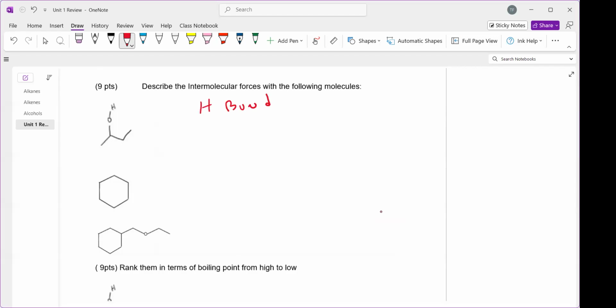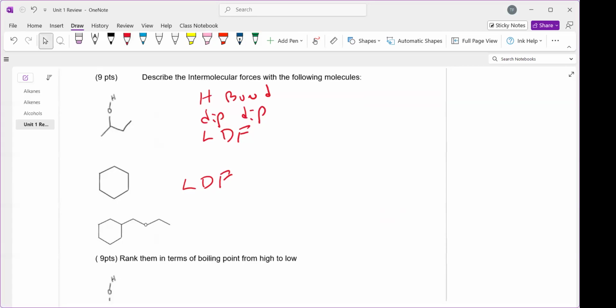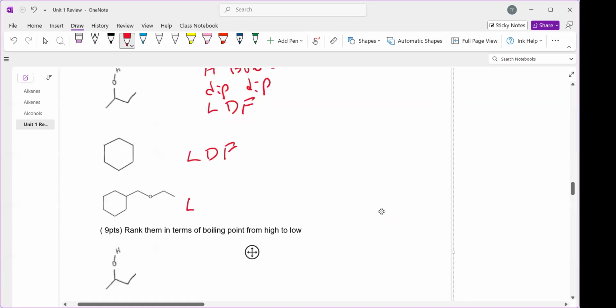And then we have other dipoles. And then we always have London dispersion forces, LDF. Okay? And that's ascending order of strength. LDF is weakest, hydrogen bonding strongest. With this guy here, well, it's just an alkane, so it's LDF only. And then the last one we got, well, we always have LDF. And we've got dipole.